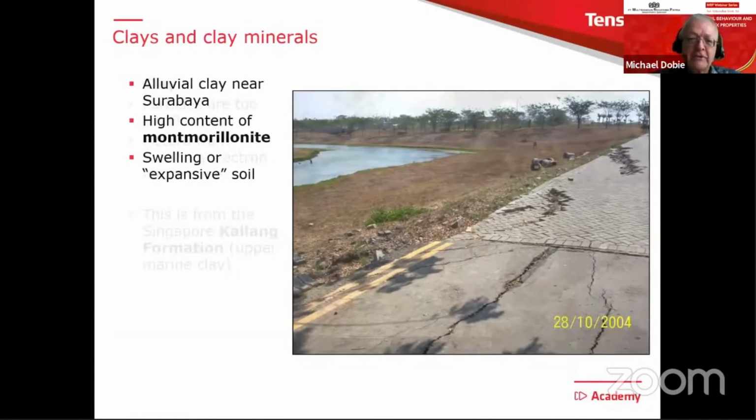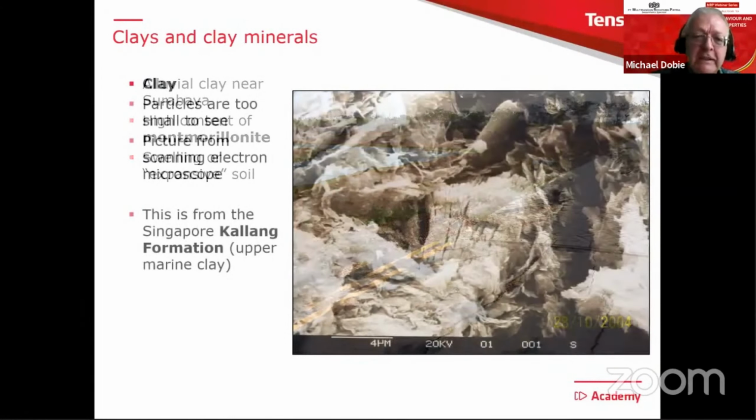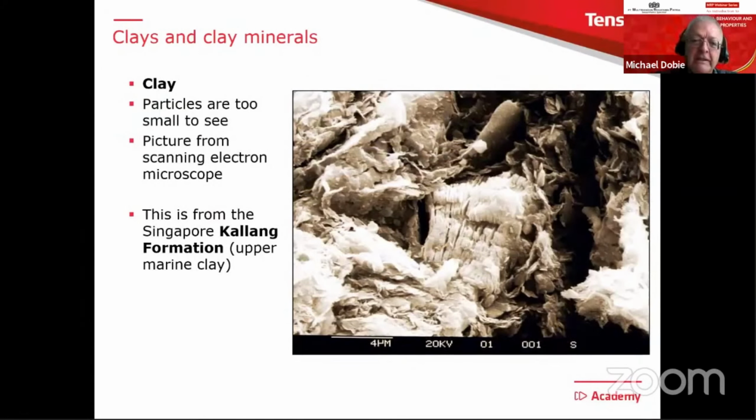A few more electron micrographs, but there's some quite interesting ones here. This is the marine clay in Singapore, Kallang Formation. And we can see nicely there, again, we've got that bar to show you the scale, 4 microns along there. And you can see a variety of particles. So we can see lots of little platey particles in a very variable arrangement. But we also see what I call a loaf of bread, the bit in the middle, where that was probably a larger particle that has been weathered and reduced to a series of clay plates.